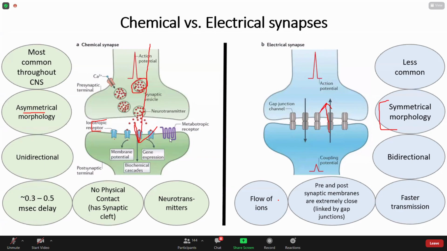So this is the main difference between the chemical and the electrical synapse. For the rest of the lecture, we will focus on the chemical synapse. So we won't really talk about the electrical synapse.